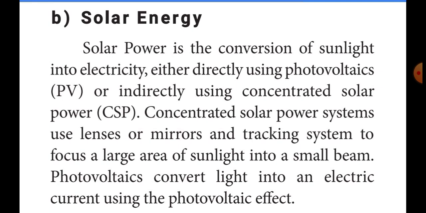Then these concentrated solar power systems use lenses or mirrors and tracking systems to focus a large area of sunlight into a small beam. Beam means a line of light. In Tamil we say olikadir. That small beam of sunlight is taken with the help of lenses and mirrors.